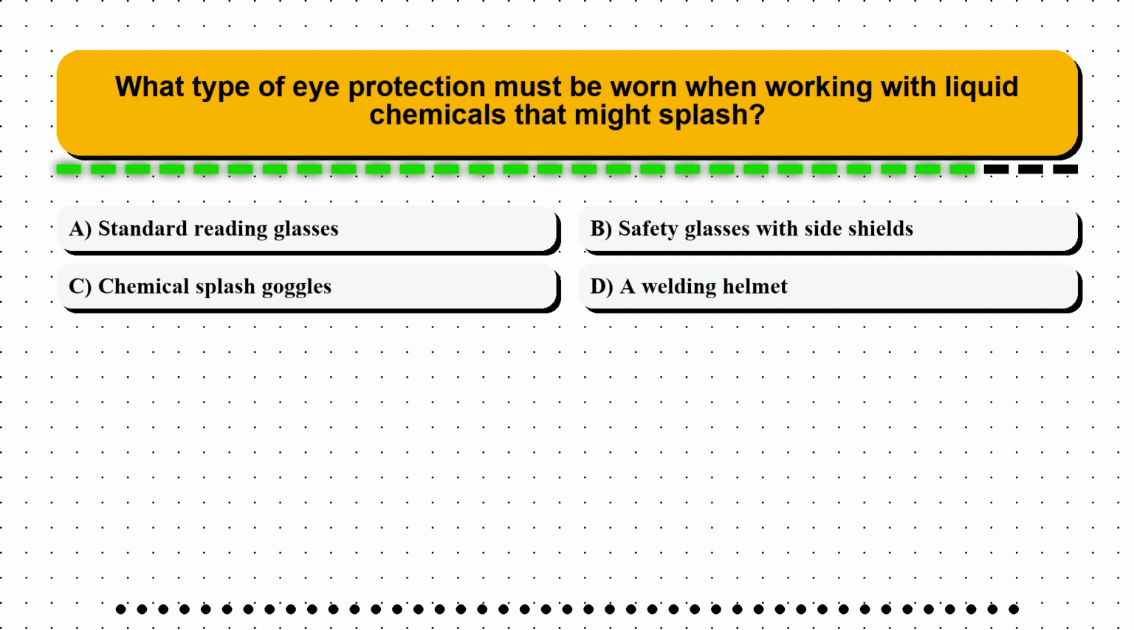Question 40. What type of eye protection must be worn when working with liquid chemicals that might splash? Option A. Standard reading glasses. Option B. Safety glasses with side shields. Option C. Chemical splash goggles. Option D. A welding helmet.